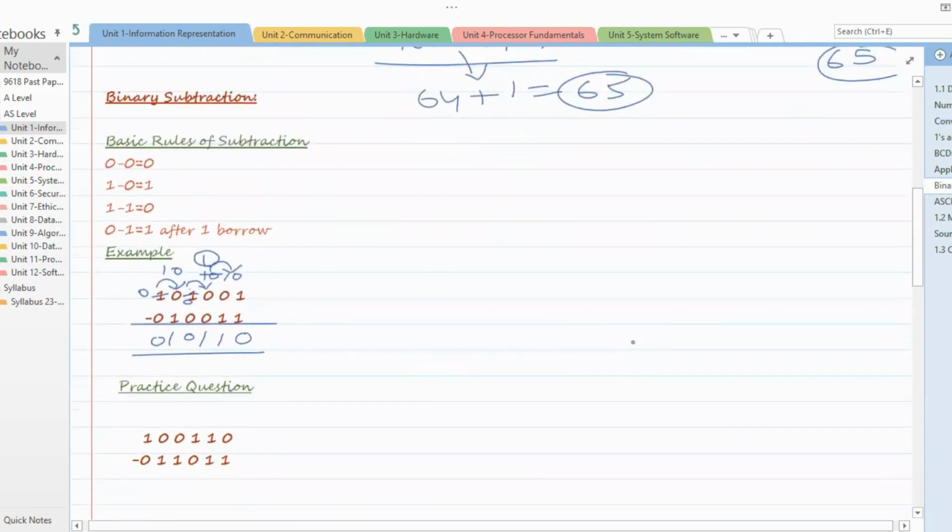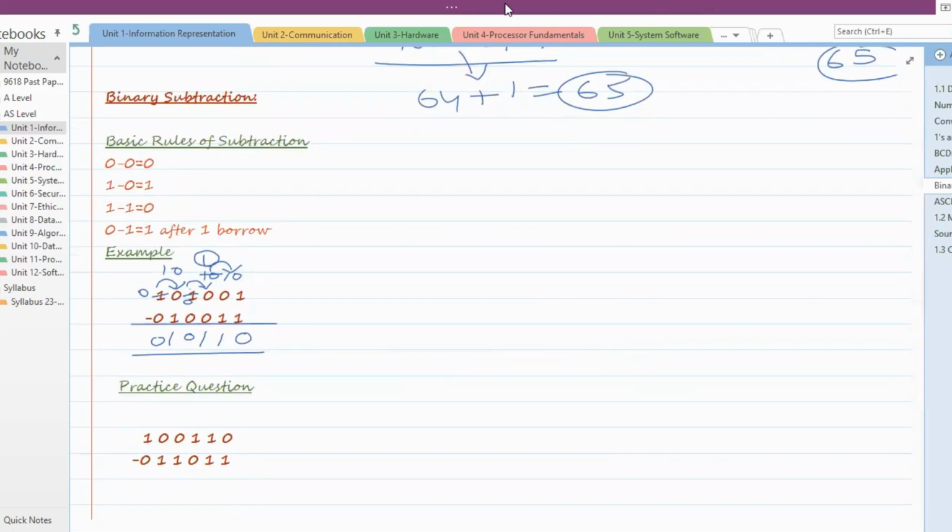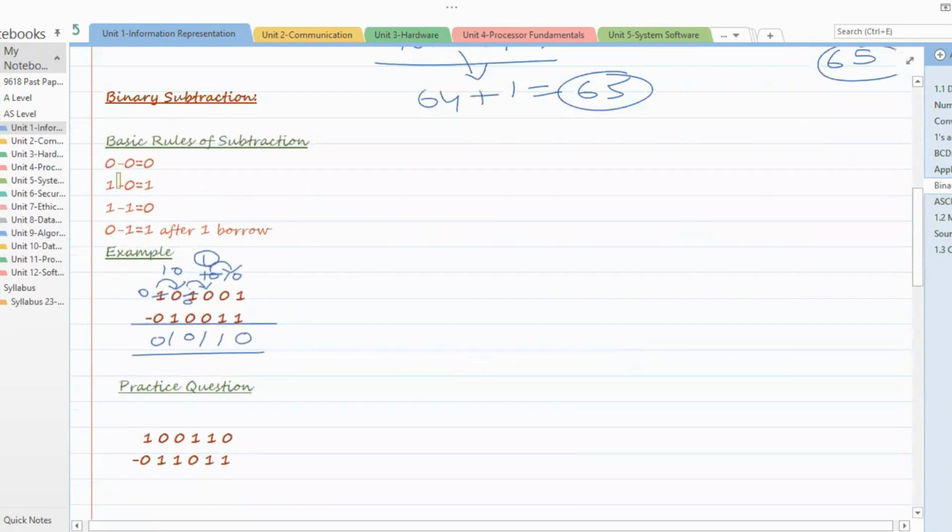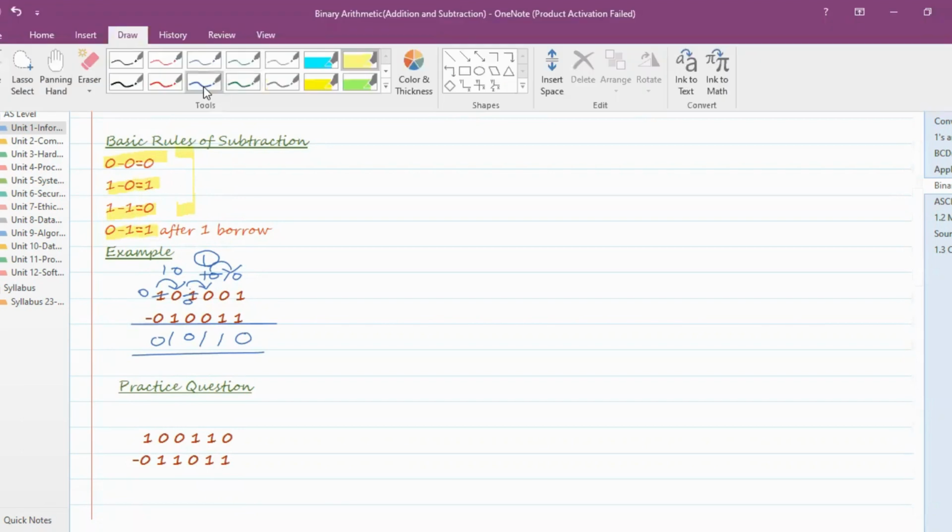Now let's learn about binary subtraction. So here also you need to remember some basic rules. So 0 minus 0 is 0. 1 minus 0 is 1. 1 minus 1 is 0, right? And these are normal rules. You already are using all these rules in the normal subtraction that you do for decimal numbers also. However, when you subtract 1 from 0, it gives us 1 after 1 borrow. Now, what is this? That you need to understand.